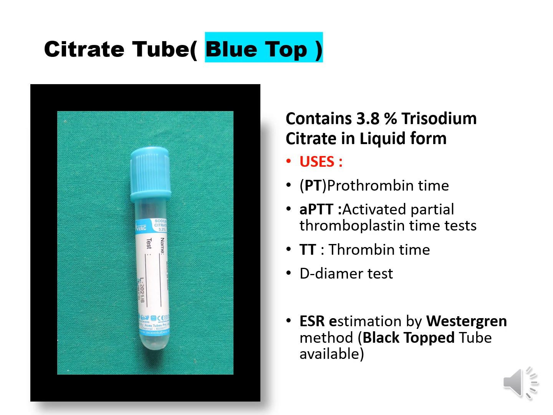Also, the citrate tube is used for ESR by the Westergren method. You can use a blue cap tube, or in some laboratories they specifically use a black top citrate tube. But for all these investigations, you need 3.8% trisodium citrate as the anticoagulant.